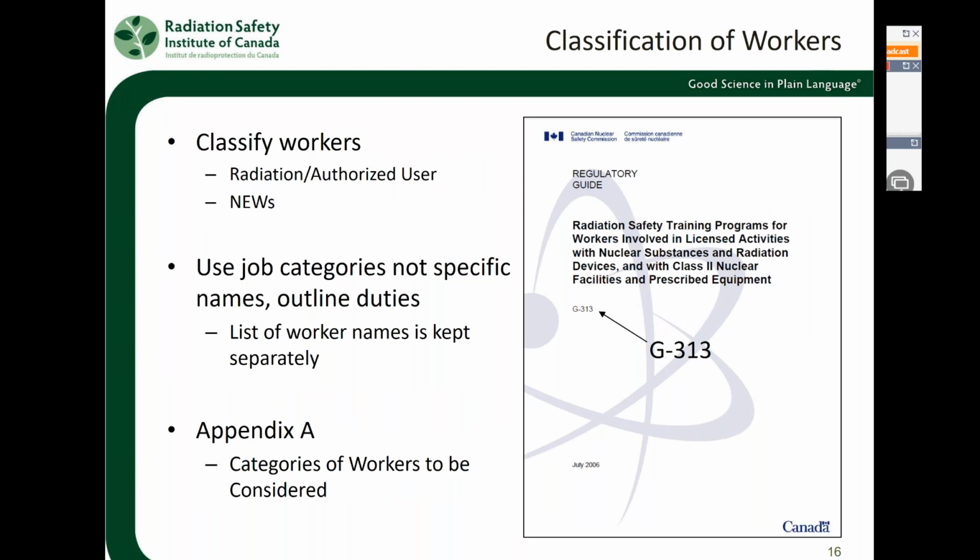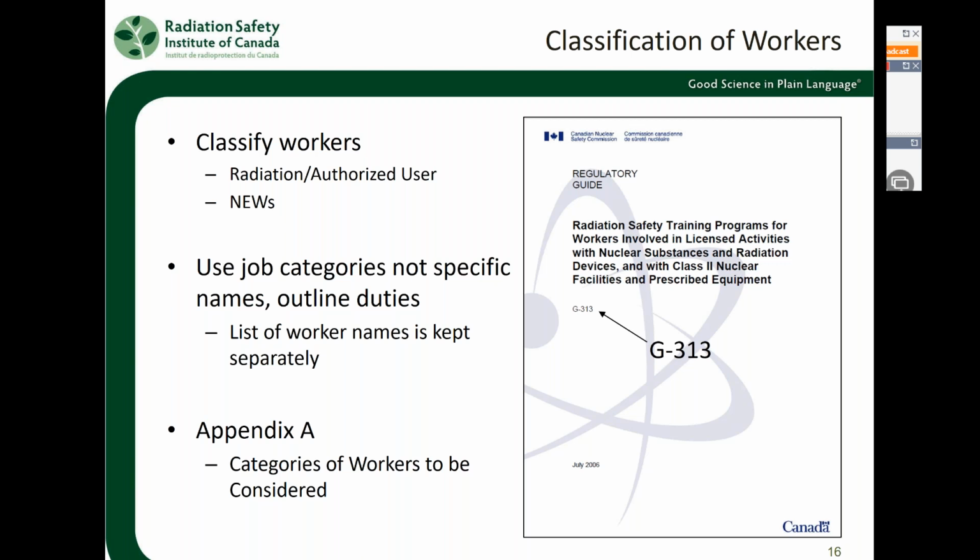You'll also have to classify your workers, and this can seem like an intimidating task at times. There is a guide that doesn't necessarily seem like it would be helpful for classification of workers. G-313 is a training guide, but within it, in Appendix A, it does suggest some categories of workers that you'd want to consider. So you can look at your use of sources and the workers who will be using the sources. You'll want to list by job title who those workers are.